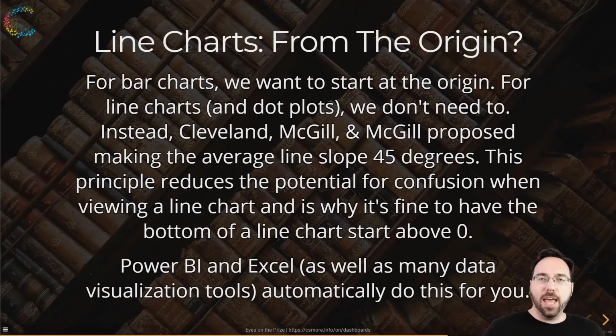Cleveland, McGill, and McGill had a paper where they proposed that your average line slope should be about 45 degrees. Other researchers came back and said, well, that's just your opinion. So there's no strong evidence or strong reasoning around how these line charts should be laid out. And thus, I'm okay taking whatever the product comes up with. So whatever Power BI, Excel, Tableau, whatever that product shows, usually I'm okay with it.